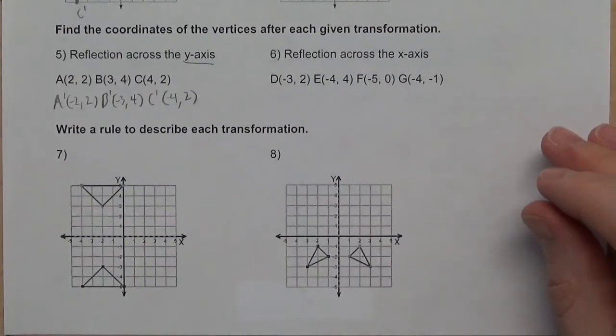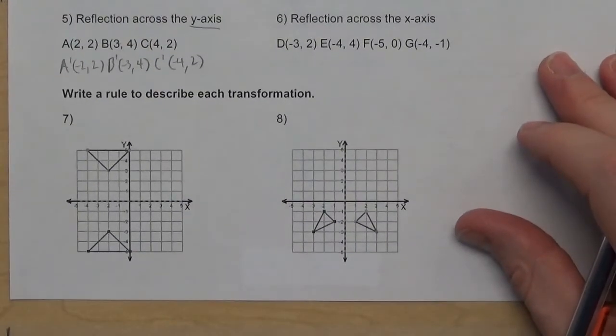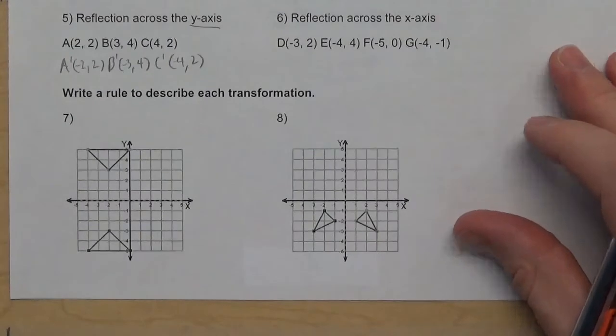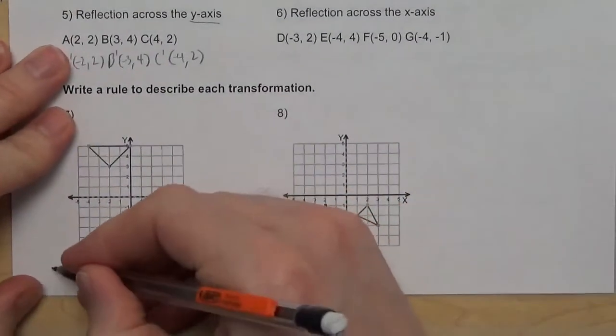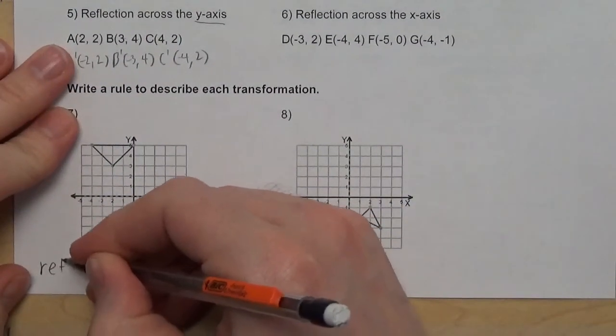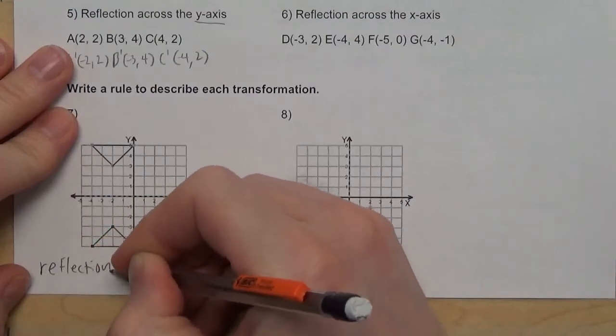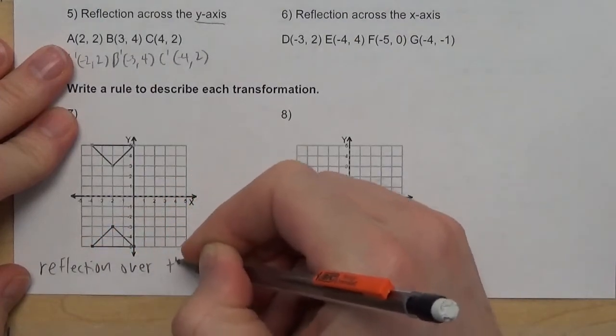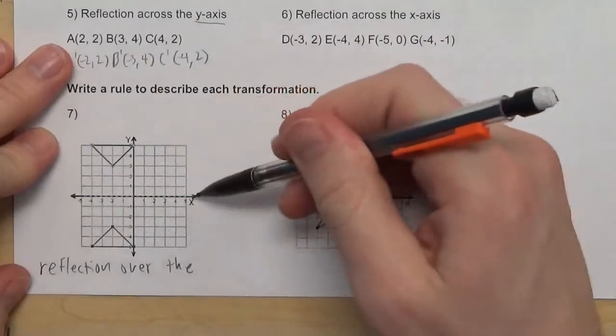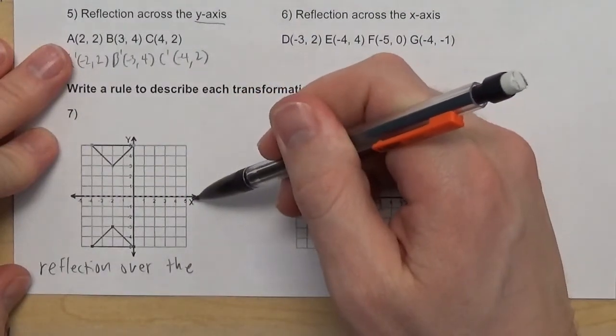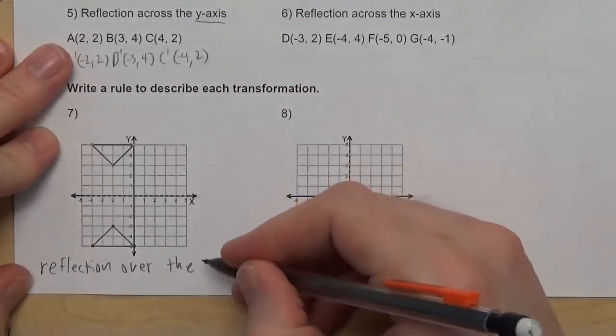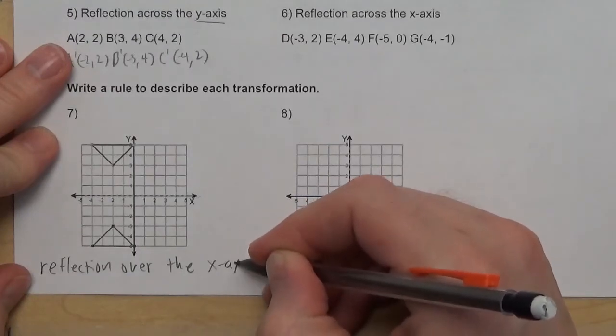All right, for number 7 here, it says write a rule to describe each transformation. These are pretty easy here because you're just looking to see which axis it flipped over. So we know that the rule is going to be a reflection over the, okay, it looks like we flipped over this axis right here, which is the x-axis. So a reflection over the x-axis.